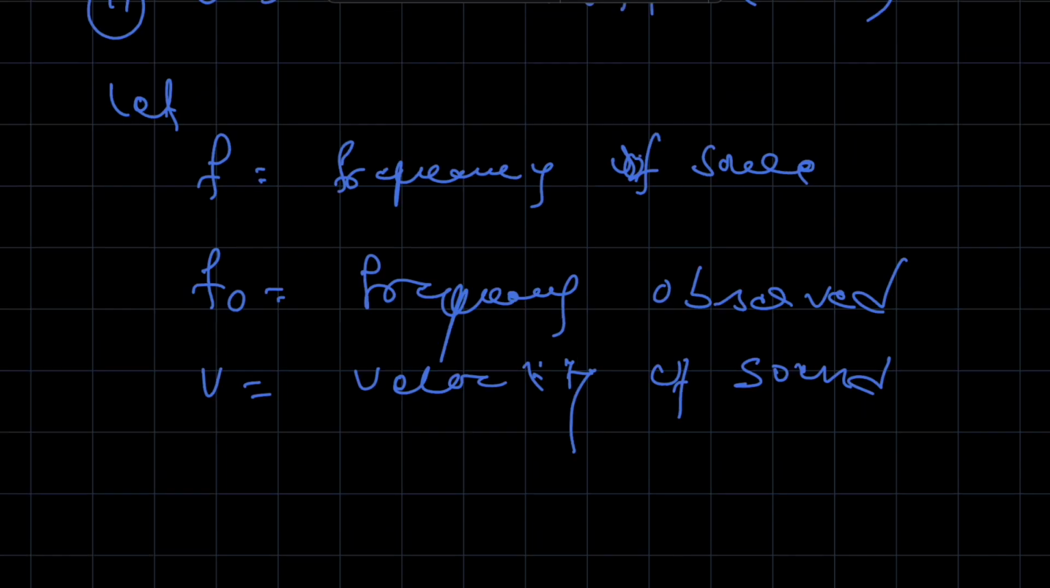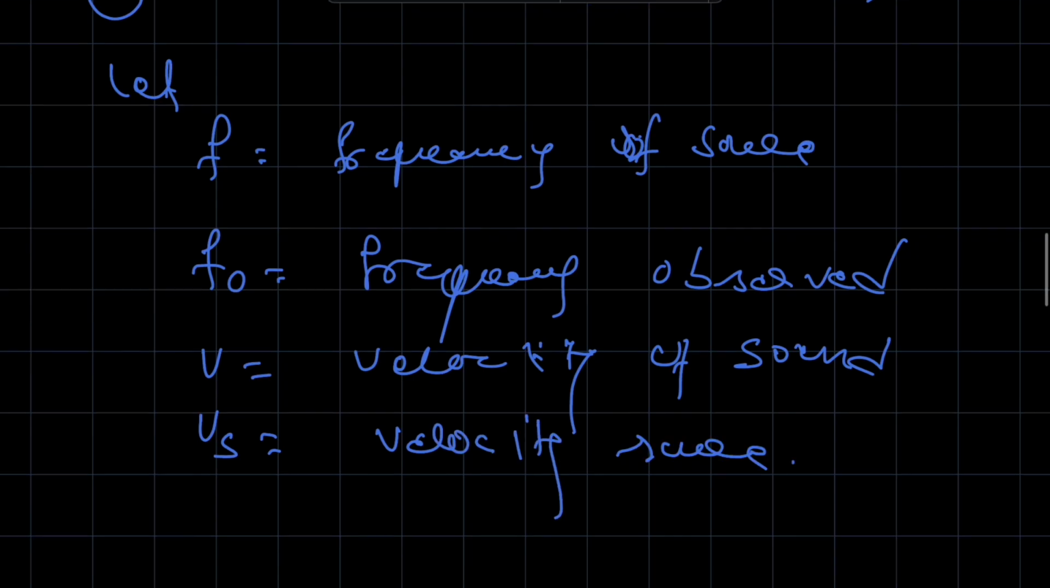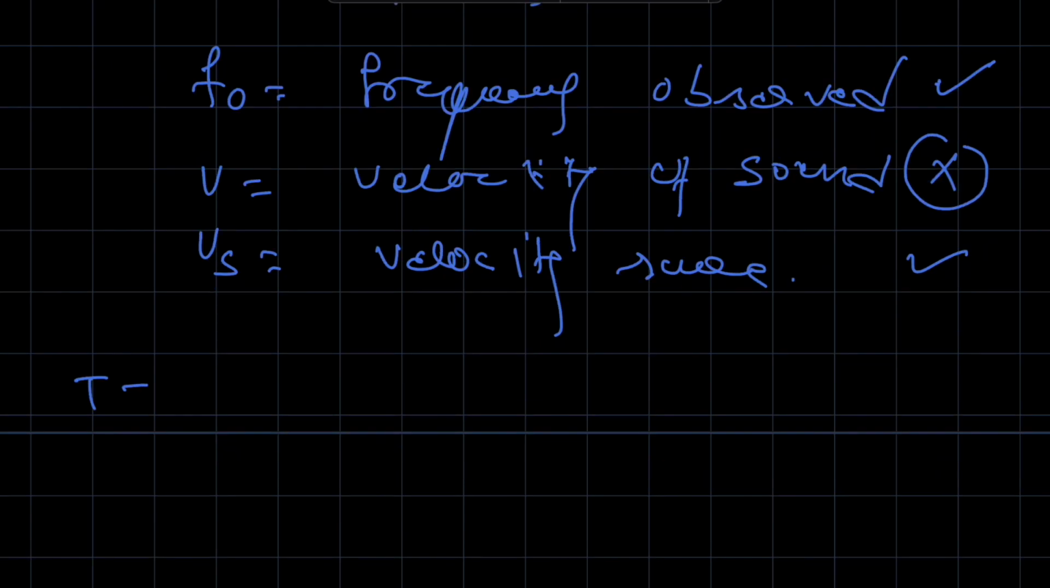and let's say vs is the velocity of the source. The basic idea is the frequency of the source does not change. The frequency of the observer will be changed. The velocity of the sound will not change, and the velocity of the source will be changed. Let's say T is the time period of the wave.